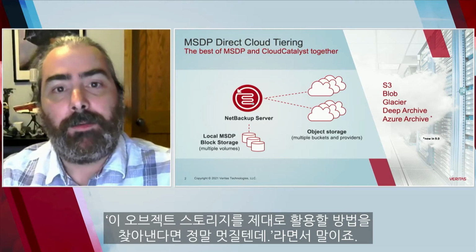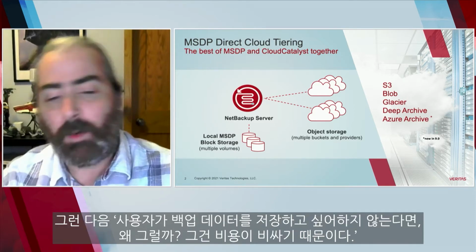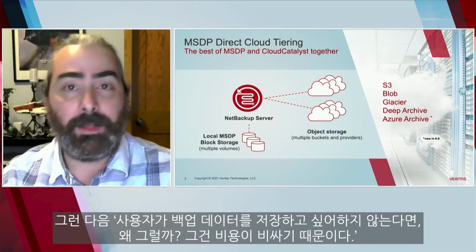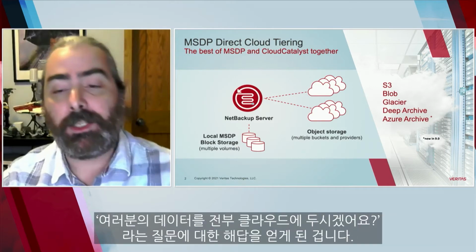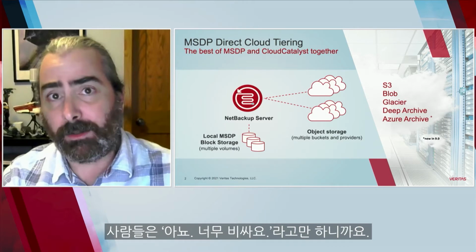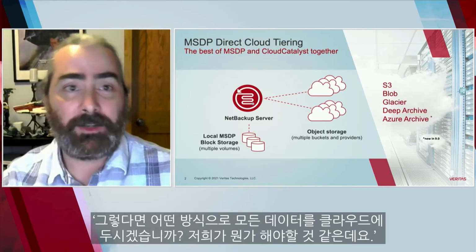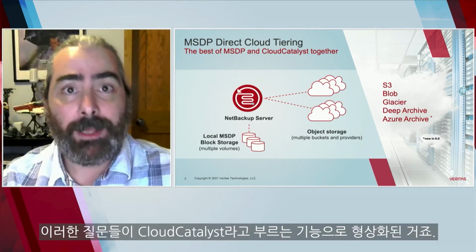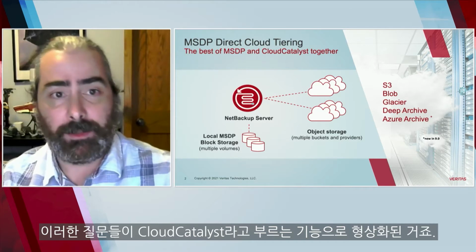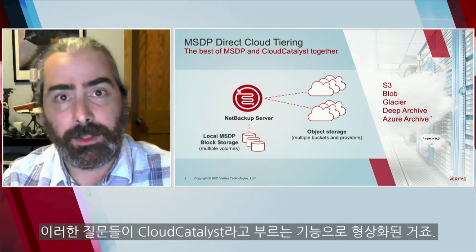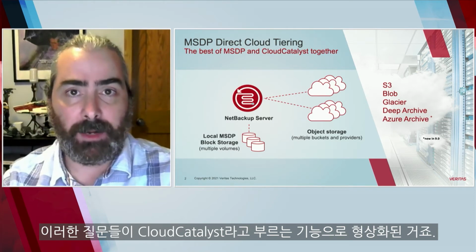So we put our heads together and thought it would be really cool if we could figure out a way to leverage this object storage. If you don't want to store all your backup data in there, why not? Because it's expensive. So how can we reduce that cost? Do you want to put all your data in the cloud? People say, no, it's too expensive. We say, how would you like to put all your data in the cloud and not actually have to pay to put all your data in the cloud? That led to a feature that we've had for a little bit called Cloud Catalyst. Cloud Catalyst allowed us to leverage our existing deduplication technology to write to object storage and dramatically reduce the amount of space we take up on our object storage.